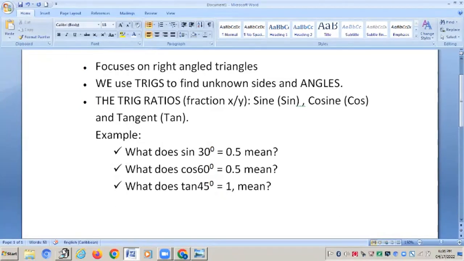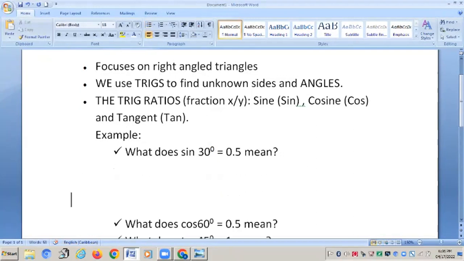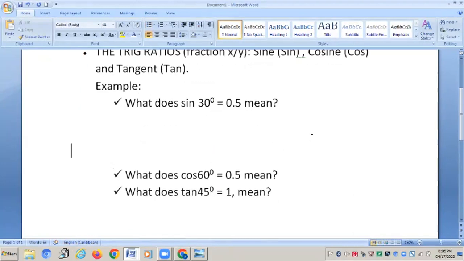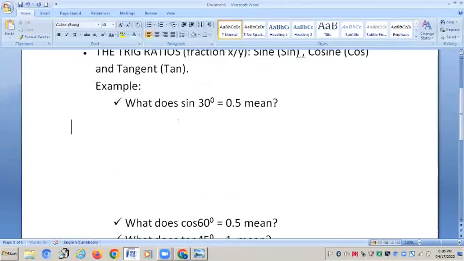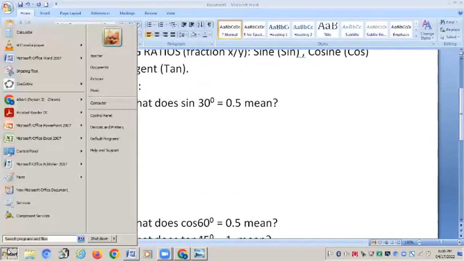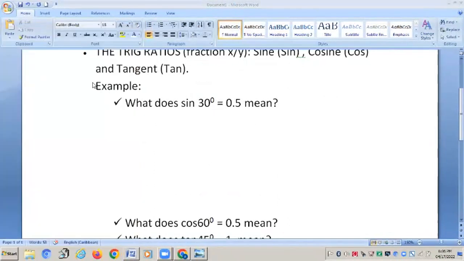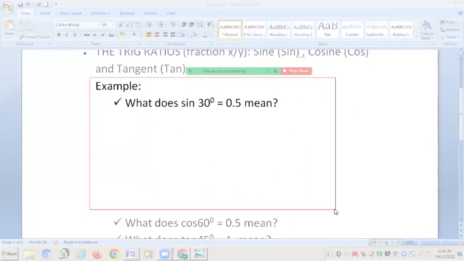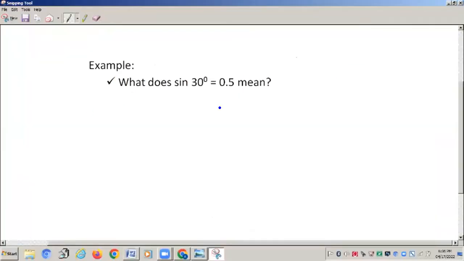All right. So now that we've gotten that one, let us explore what this thing means. All right. So what does sine 30 equals 0.5 mean? Well, 0.5 is the same thing as a half. Correct? 1/2. Yes, all right?